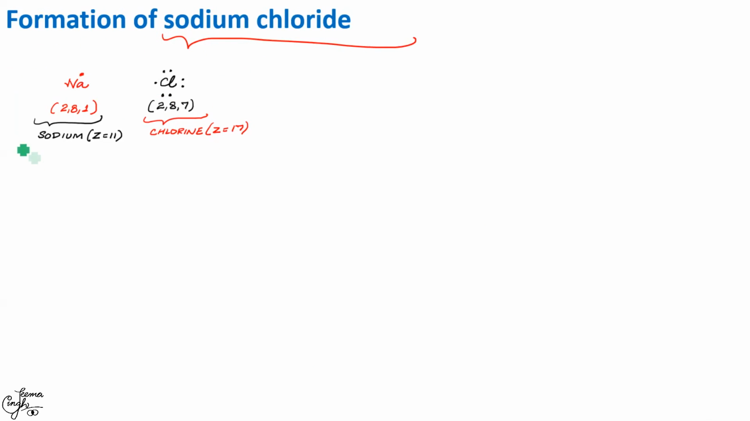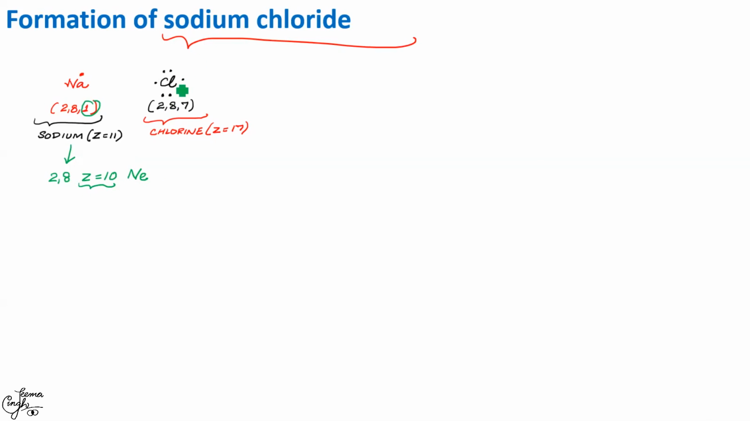Well, these are the electron dot structures for sodium and chlorine. Sodium has 1 valence electron. If it loses this electron, it will attain the noble gas configuration of neon, 2, 8. That means Z is equal to 10, and 10 is the atomic number for the nearest noble gas, which is neon.